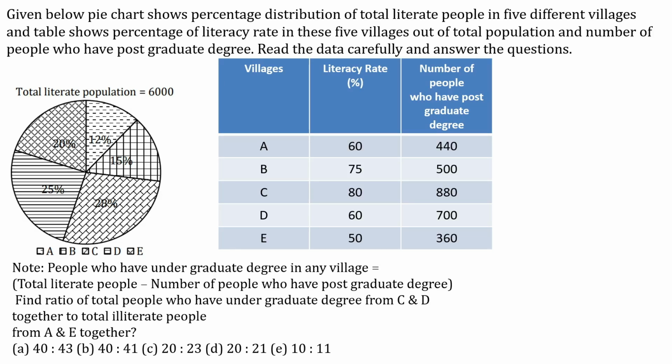This is also a very good TI, guys. Total illiterate population in a village we are given with. Okay, we are given with, guys, villages A, B, C, D, and E. Okay, and we have literacy rate also, guys. We have literacy rate given with. Number of people who have postgraduate degree we are given with. So guys, obviously this is A, this is B, this is C, this is D, and this is E.